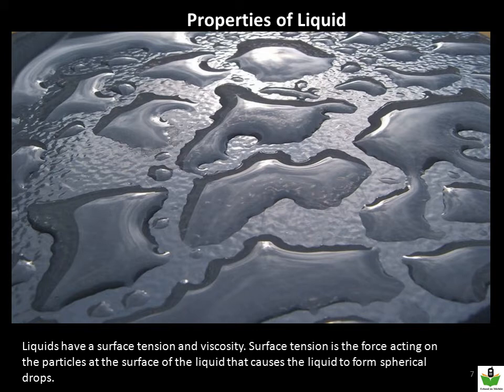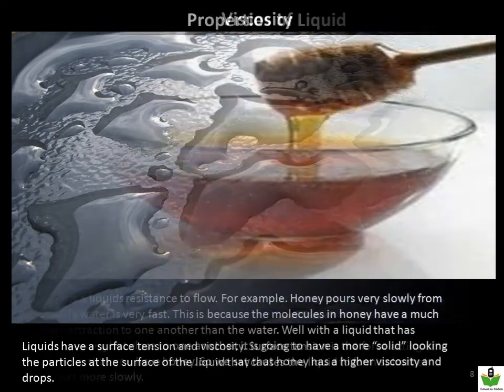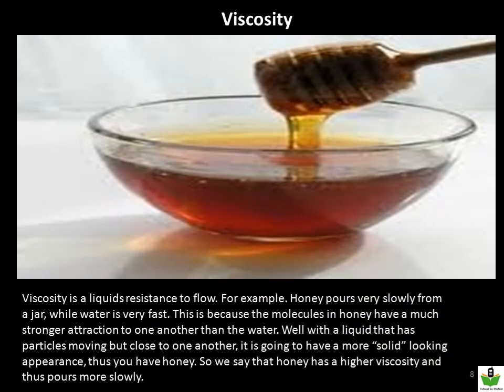First, we will learn about surface tension. Surface tension is the force acting on the particles at the surface of the liquid that causes the liquid to form spherical drops. Now we will move to viscosity. Viscosity is a liquid's resistance to flow.